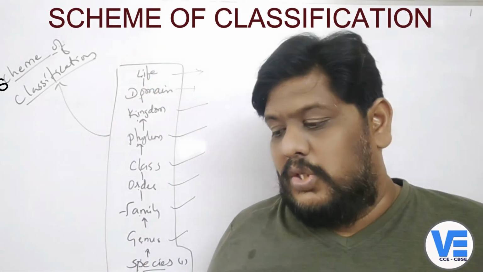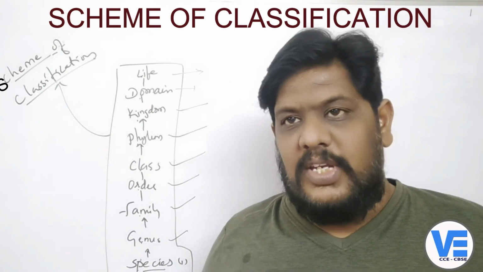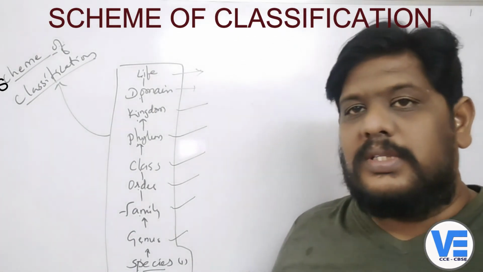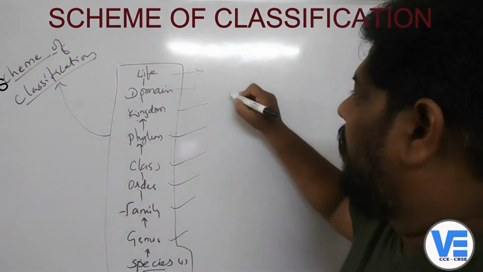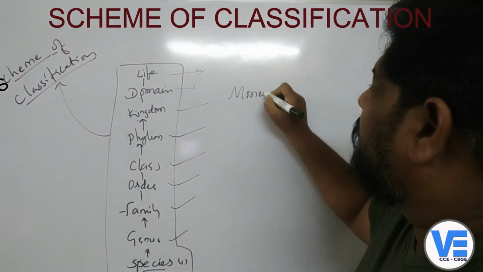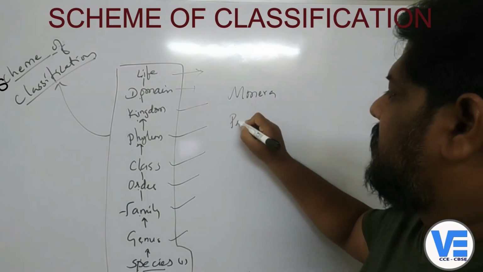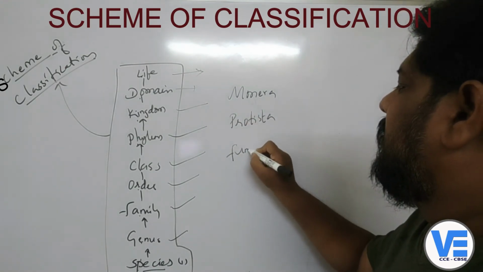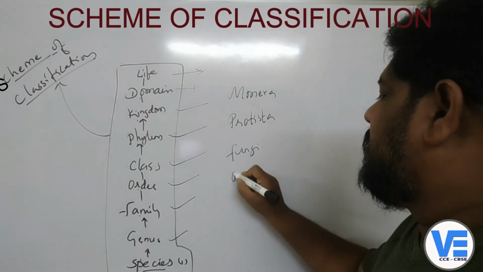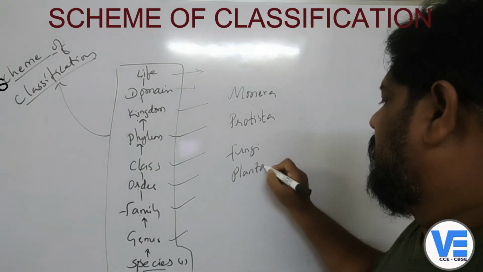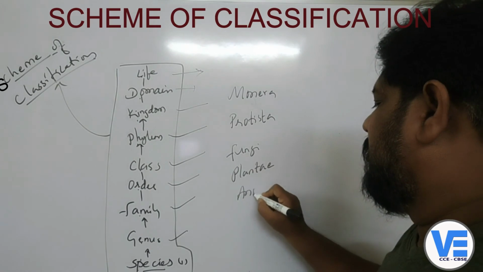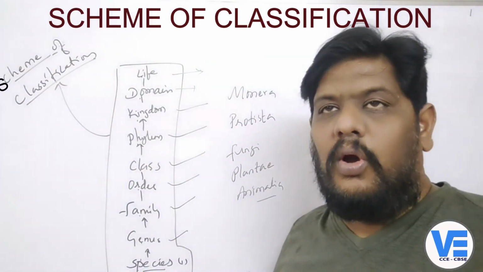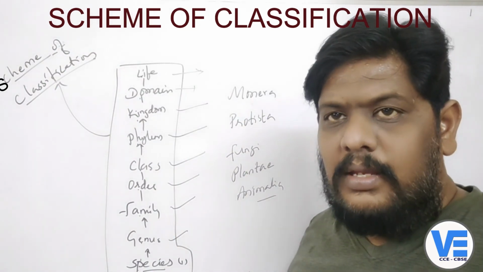Okay children, so today we will end this session here, and tomorrow is a very, very important day because we are going to study all the characters of Monera with examples, Protista with examples, fungi with examples, Plantae with examples, Animalia with examples. So all these five we are going to study tomorrow.